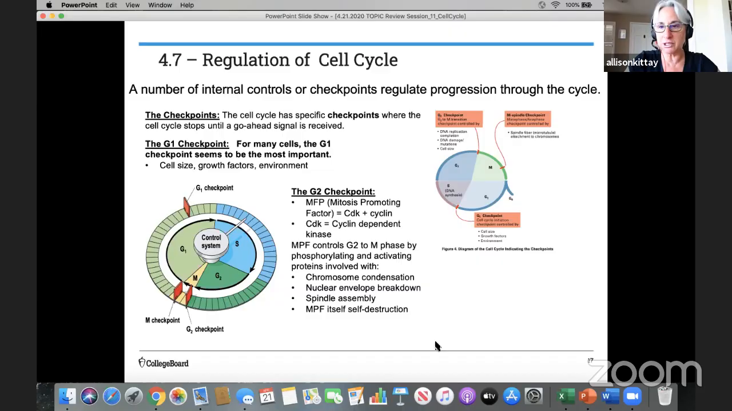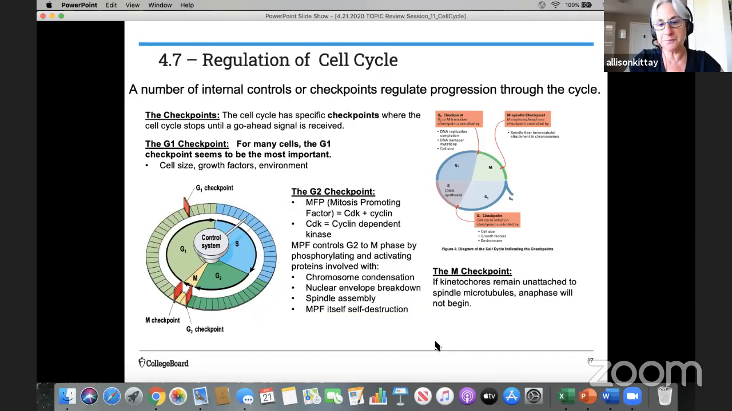Chromosome condensation, which is necessary for mitosis, right? You need your chromosomes. Nuclear envelope breakdown, which happens in prophase, because you need to be able to move your chromosomes without that nuclear envelope being in the way. Spindle assembly, how do you move the chromosomes? You need to have your microtubules. And then it actually creates an enzyme that will break down that mitosis promoting factor itself to signal the end of that mitotic phase. So this one's a little complicated, but it is the checkpoint that is between the second growth phase and the actual division of the nuclear material.